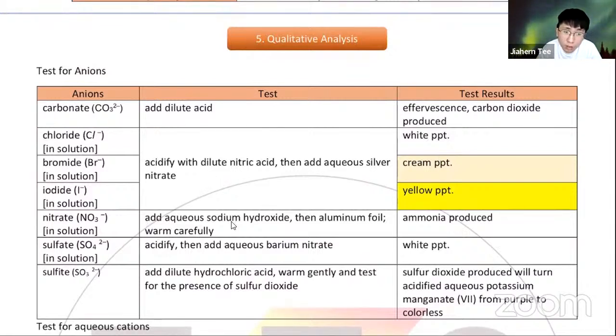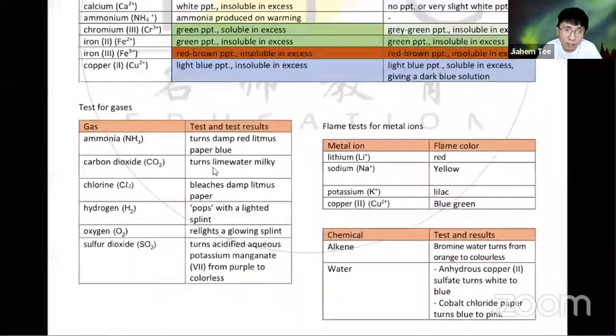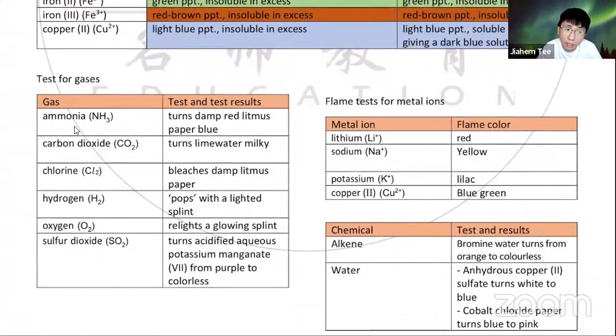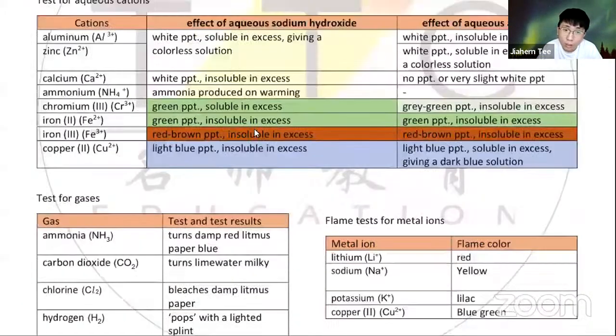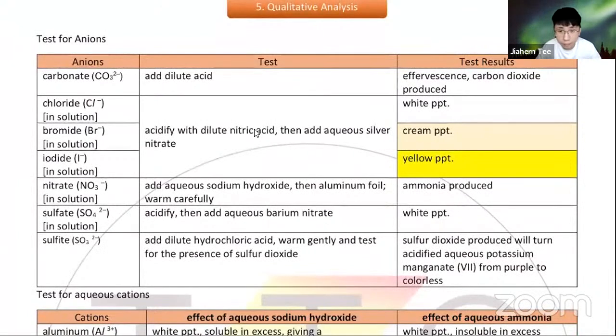For nitrate, you add sodium hydroxide, then aluminium foil. You warm it carefully, you get ammonia produced. But how to test ammonia? That's at the bottom here. This is the test for gases. So to test ammonia gas, it turns damp red litmus paper blue. So this whole topic here is all about your tests.